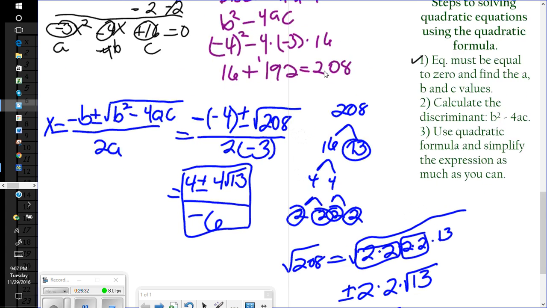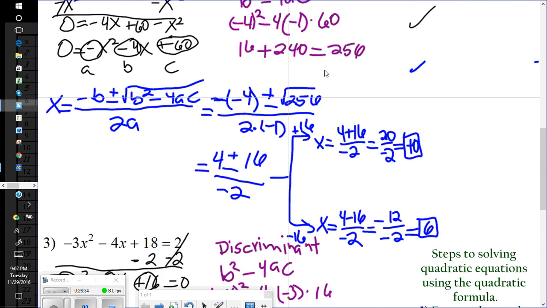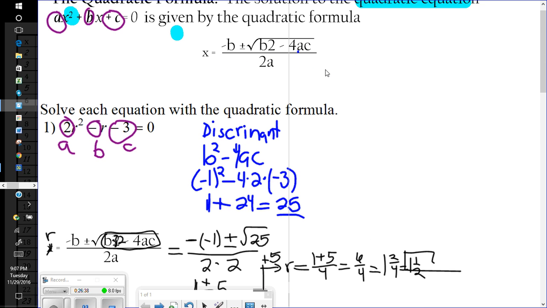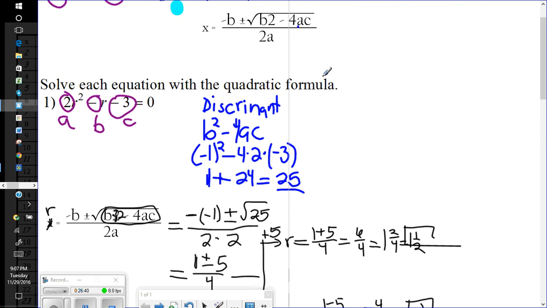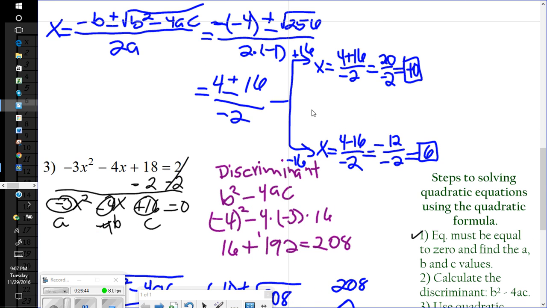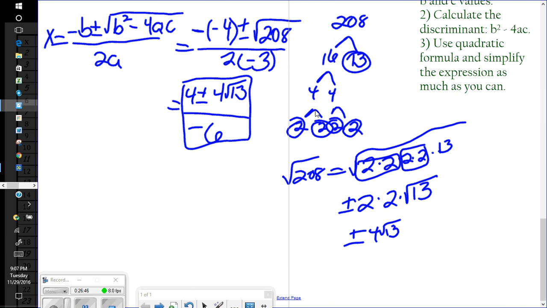As you can see, I did an easy problem, a medium problem, and a difficult problem. If you need to review this, watch the video again, but you should know how to use the quadratic formula now. Okay. Thank you.